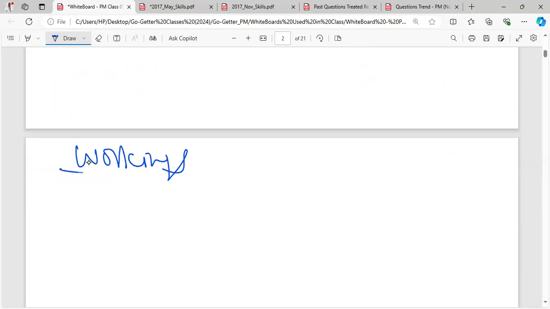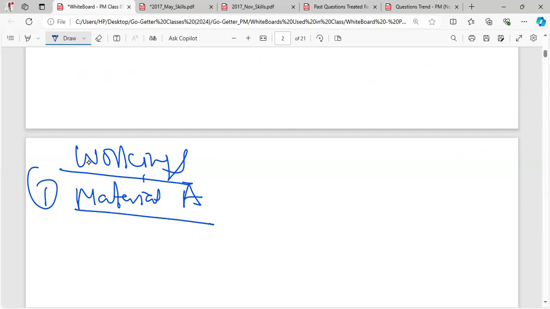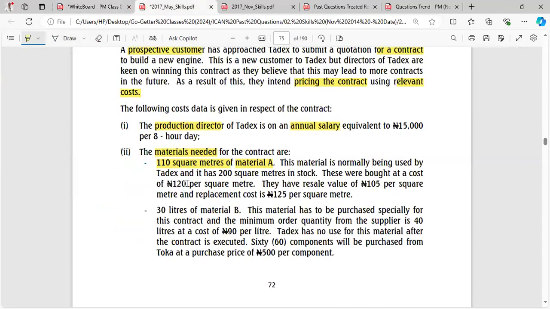Workings. 1. Material A. Required is 110 square meters. That is what is required.